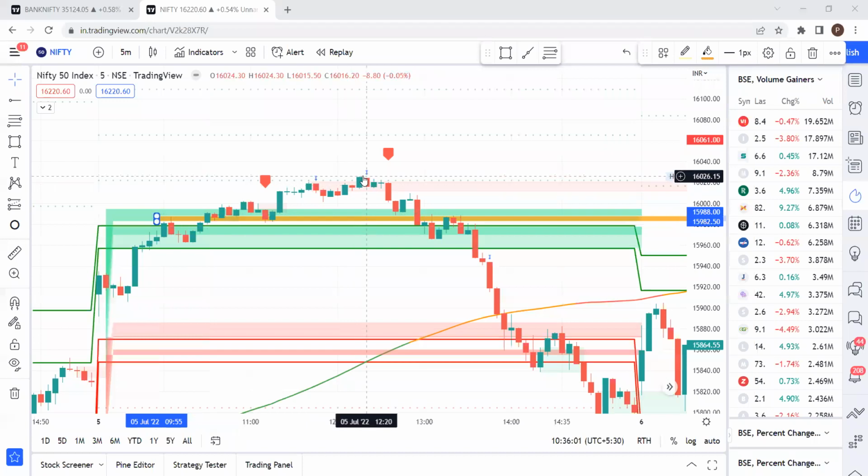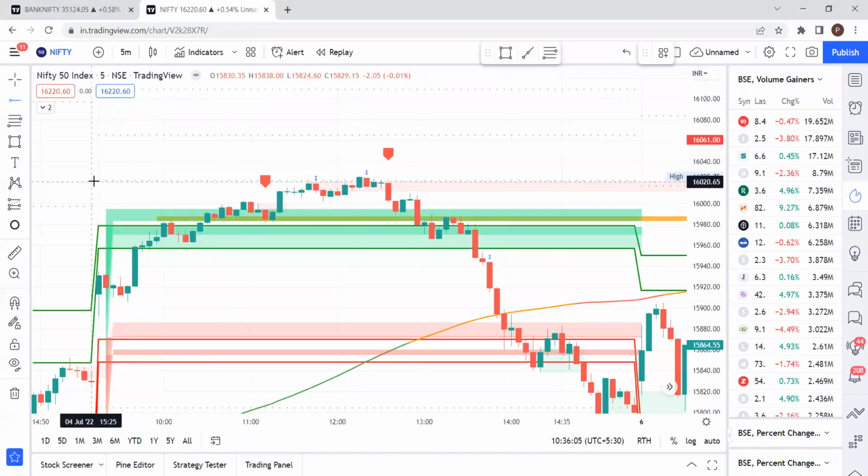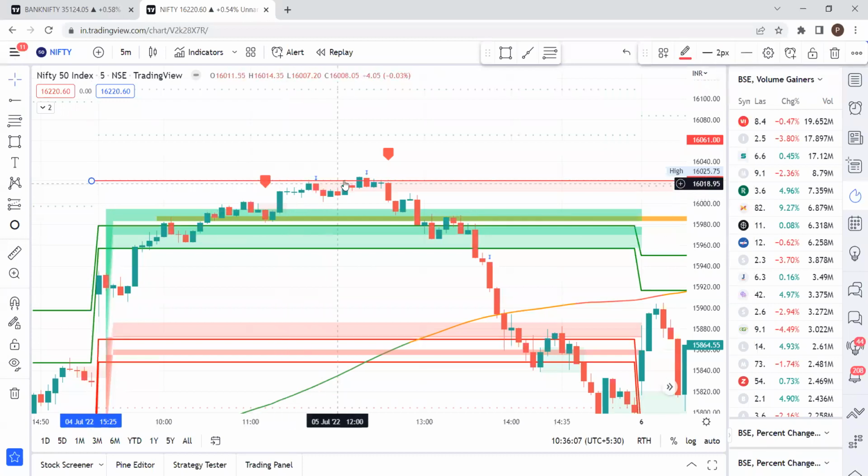So you got around this area. Your target will be around this area, right? My target is around this area. So that's where it hit the target and it came down. We already marked the area as a lower area. Breaking this lower area, I'll be going for a short.